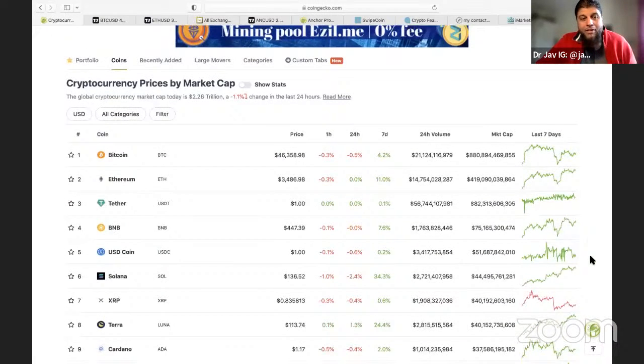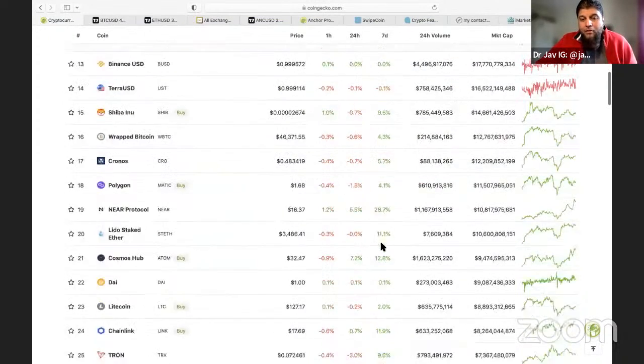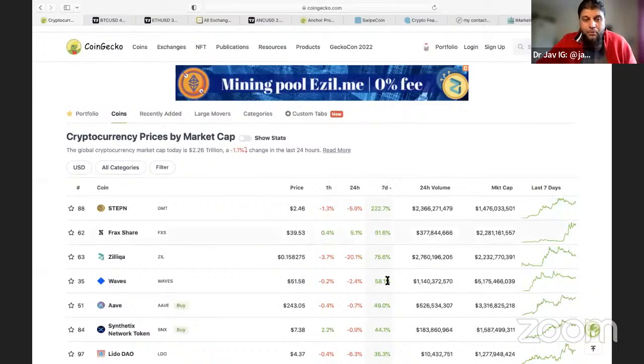So if we go back to CoinGecko here, you can see in the last 7 days, we've had a lot of greens, a sea of green, which means that the price has definitely gone up for many, many coins. In fact, this coin here, 22% in the last 7 days.